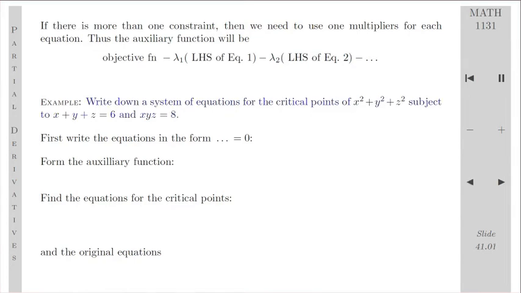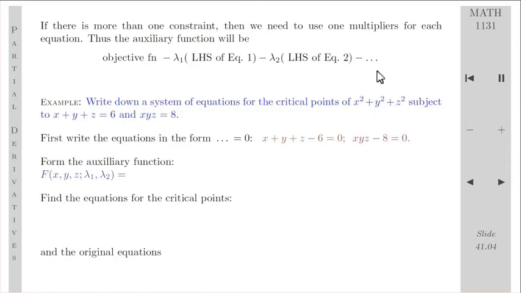To illustrate this, let's write down the equations for the critical points of x squared plus y squared plus z squared, subject to the conditions x plus y plus z equals 6 and xyz equals 8. We'll start by first writing the equations in the form something equals 0. So subtract 6 from both sides of the first equation and subtract 8 from both sides of the second equation. So the equations become x plus y plus z minus 6 equals 0 and xyz minus 8 equals 0.